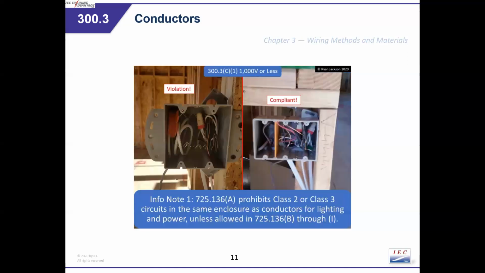Okay. So C1, 1,000 volts or less. Informational note 1, 725.136(A) prohibits Class 2 and Class 3 circuits in the same enclosure as conductors for lighting and power unless allowed in 725.136(B) through (I). Violation on the left, compliant on the right. The compliance is it separates. There's a barrier that separates it.